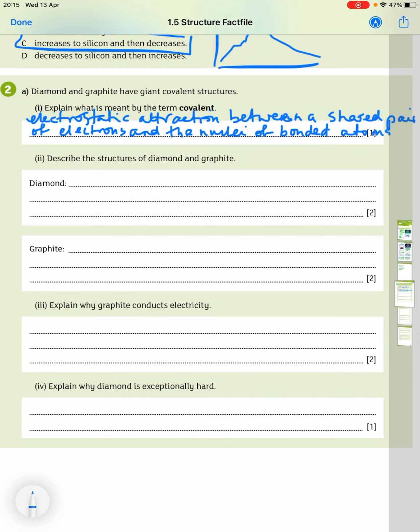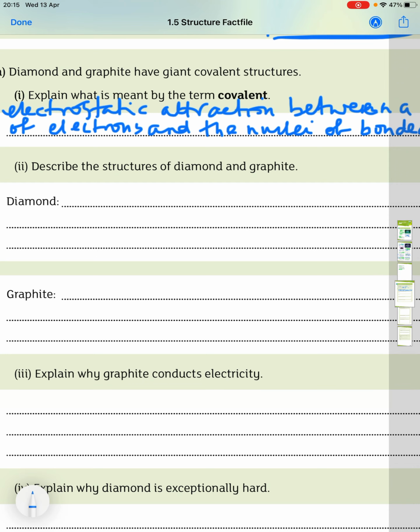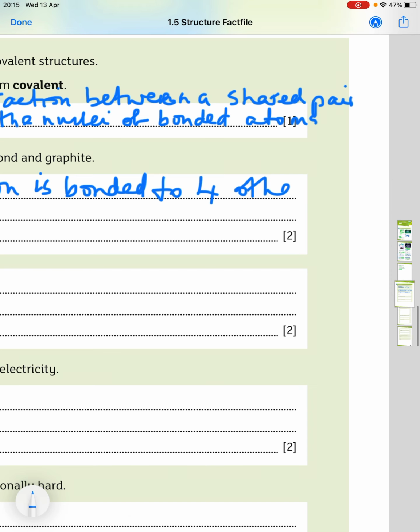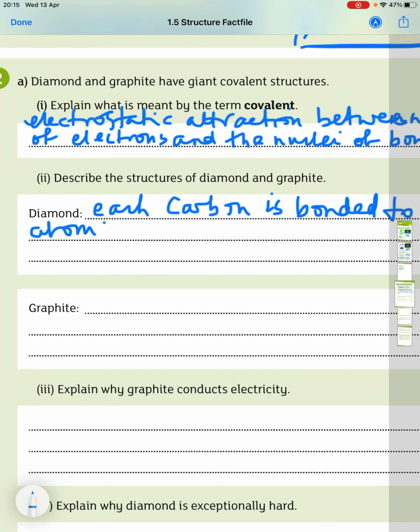So then the next part of the question asks you to describe the structures of diamond and graphite. So for diamond, each carbon is bonded to 4 other carbons. And the other thing you need to say, because this is worth 2 marks, that's your first mark. The second mark is that you have a tetrahedral arrangement.